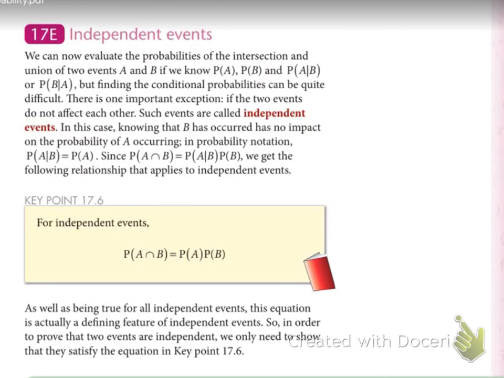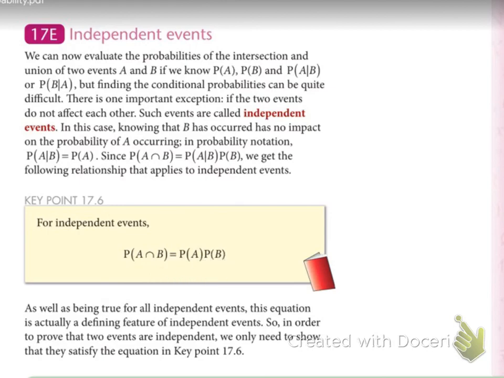And so they're saying that since the probability of A intersecting B is the probability of A given B times the probability of B, and if probability of A given B is just the probability of A, they come up with this formula for independent events. So this is one way we're going to be able to test if things are independent: the probability of the intersection of A and B is the same thing as the probability of A times the probability of B.